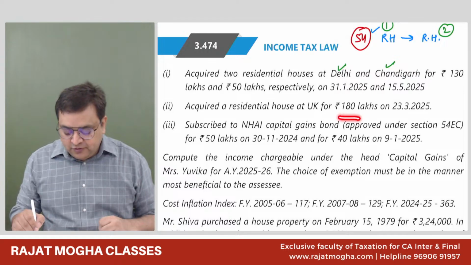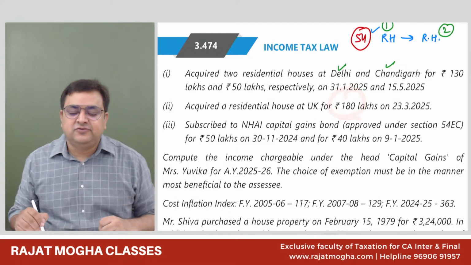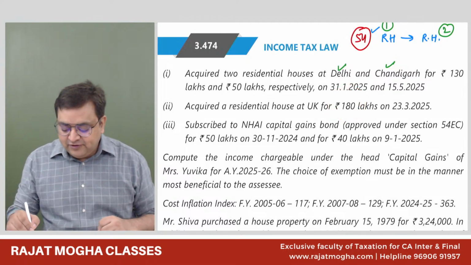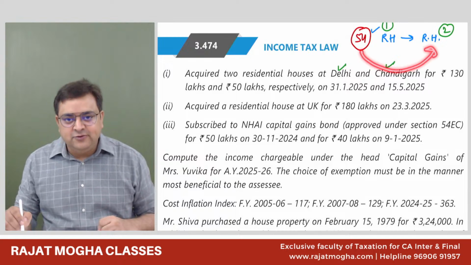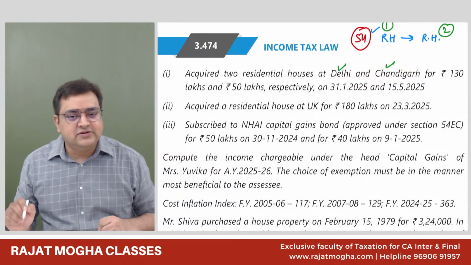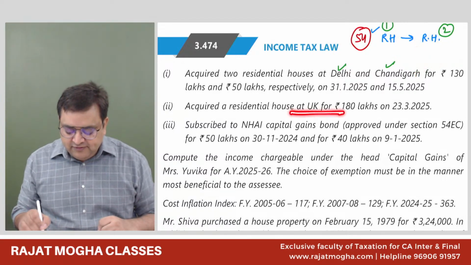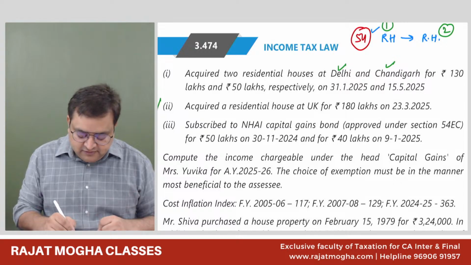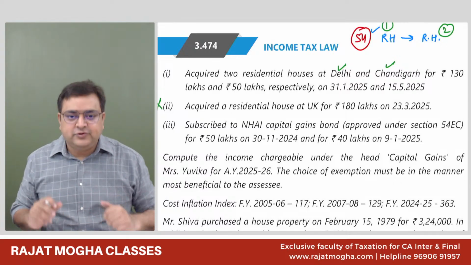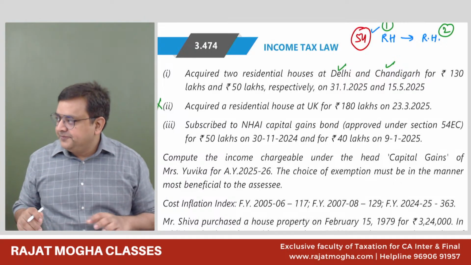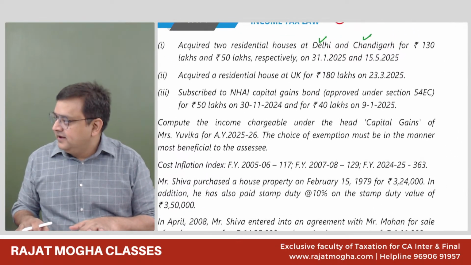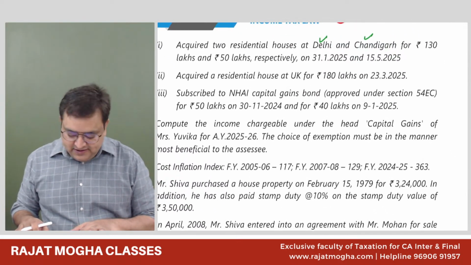So some students will say, okay, sir, we'll take this exemption, this is the highest one. No. Section 54 specifically says that the new residential houses which you are purchasing or constructing should be in India. So this one we will not take, because it is outside India. That we will be mentioning. It should be in India.